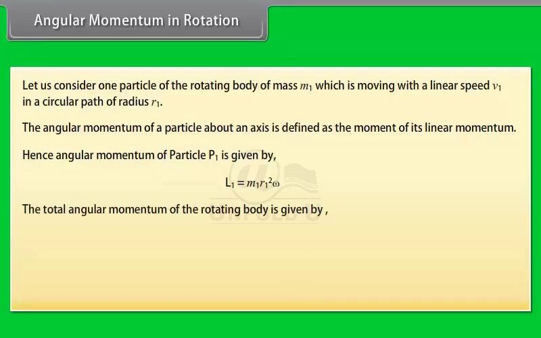The total angular momentum of the rotating body is given by L = L1 + L2 + and so on till Ln. By putting the value of L into the above equation, we get L = m1 r1² ω + m2 r2² ω + and so on till mn rn² ω. Thus, we get the result L = Iω.